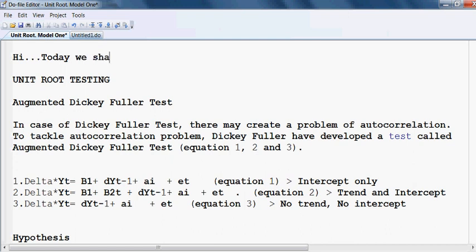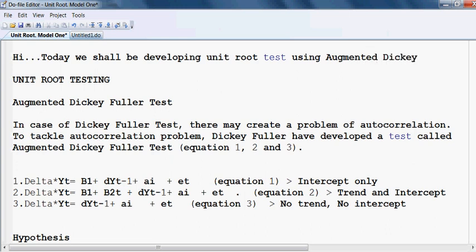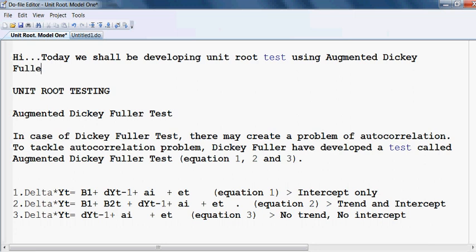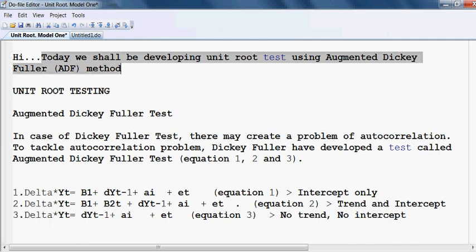Today we shall be developing a unit root test using the Augmented Dickey-Fuller method, which is known as the ADF method. That means today we shall be developing a unit root test using the augmented Dickey-Fuller method.